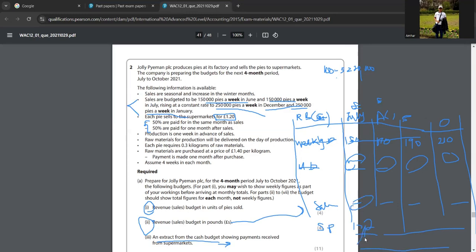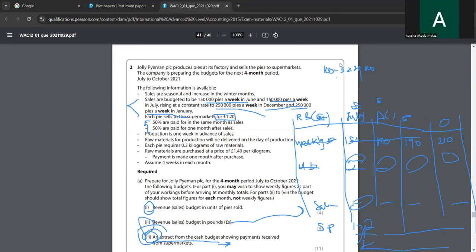So sales units into 1.2 is what you will get. Sales 600,000 into 1.2 is 720,000. You can calculate that, right? For August, sales units into 1.2. So calculate everything and get the total. That's all for the sales budget in pounds. When you do that, you'll get 4 marks. And even the A part first one, that's all, what I taught you earlier. The 50% point changes when you're doing the third part, Roman number 3.